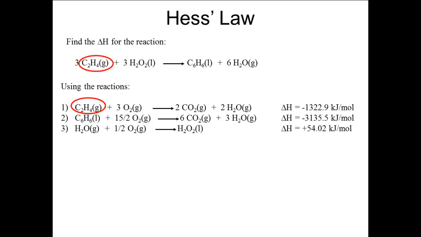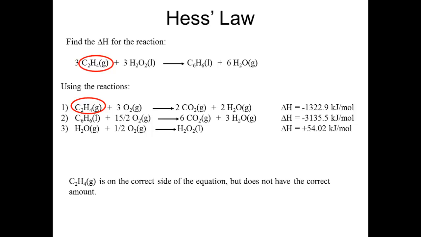In this example, the C2H4 is on the correct side of the equation, so we do not need to reverse the reaction, but the amounts are not the same. We want there to be three C2H4s, but the given reaction has only one. So we need to multiply the given reaction by 3 to make that happen. Remember to change the value of delta H by multiplying it by 3, and to multiply all the coefficients in reaction 1 by 3.